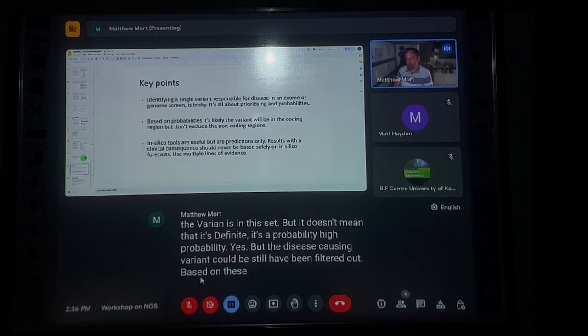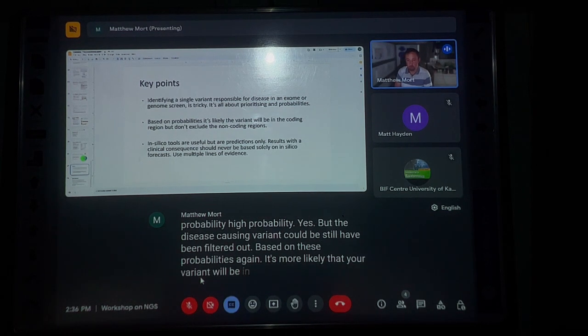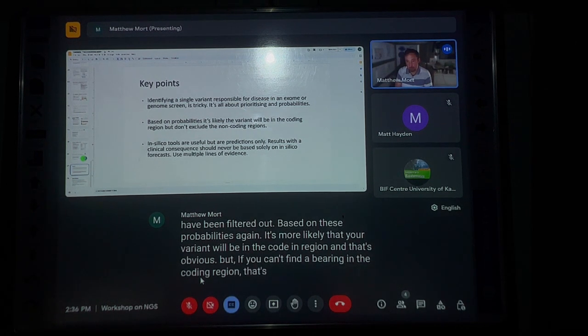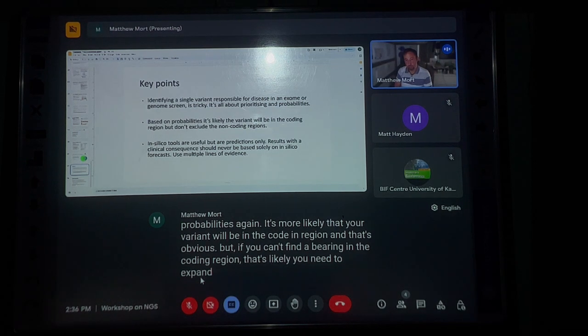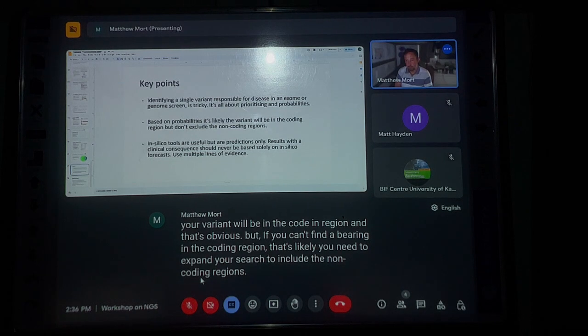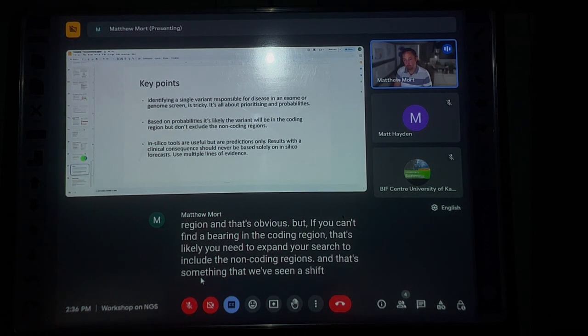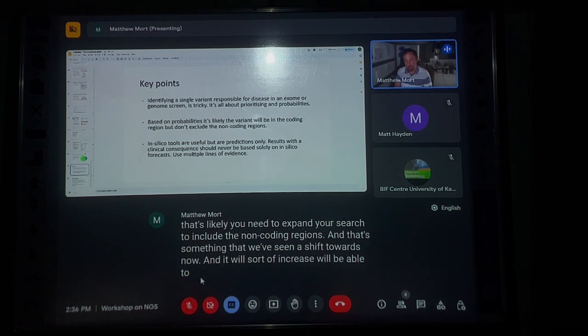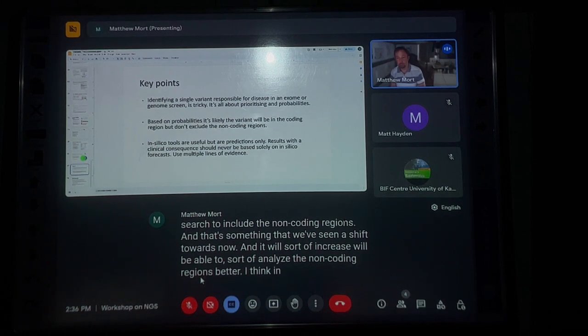Based on these probabilities again, it's more likely that your variant will be in the coding region, and that's obvious. But if you can't find a likely variant in the coding region, you need to expand your search to include the non-coding regions. That's something we've seen a shift towards now, and it will increase. We'll be able to analyse the non-coding regions better, I think, in future years.